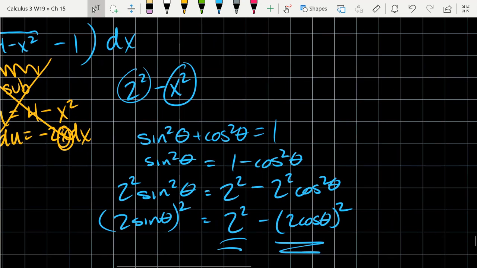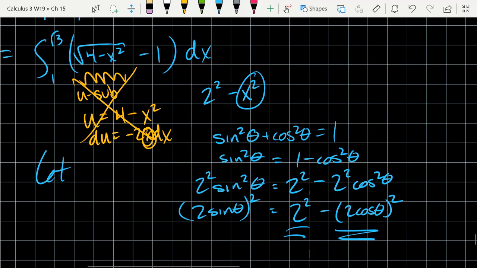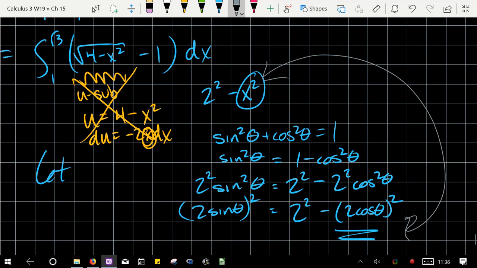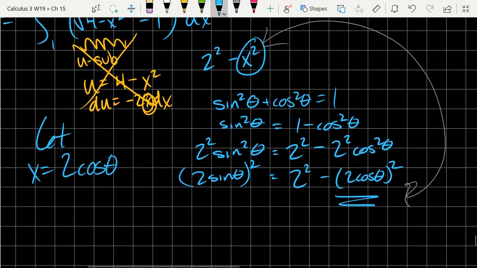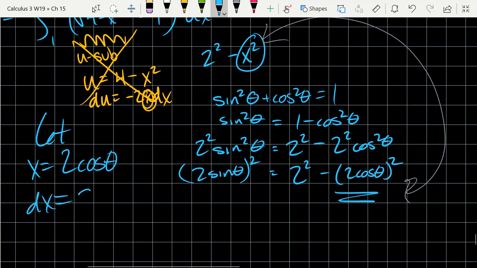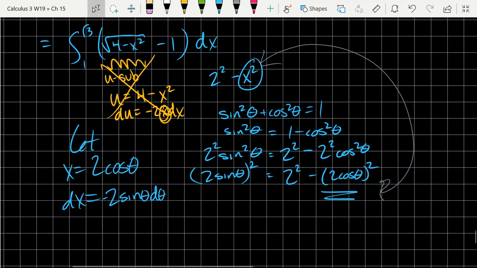All right, so what substitution am I making? What am I going to set equal to what? So I have to connect these two terms. So I'm going to let x equal 2 cos theta. So I want to take out x and replace it with 2 cos theta. And that means dx equals negative 2 sine theta d theta. I do not have a sine theta. Oh, but that's okay. That won't mess things up.